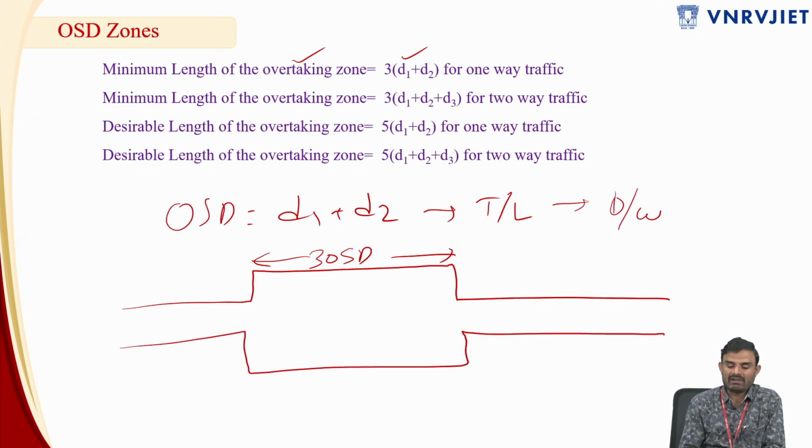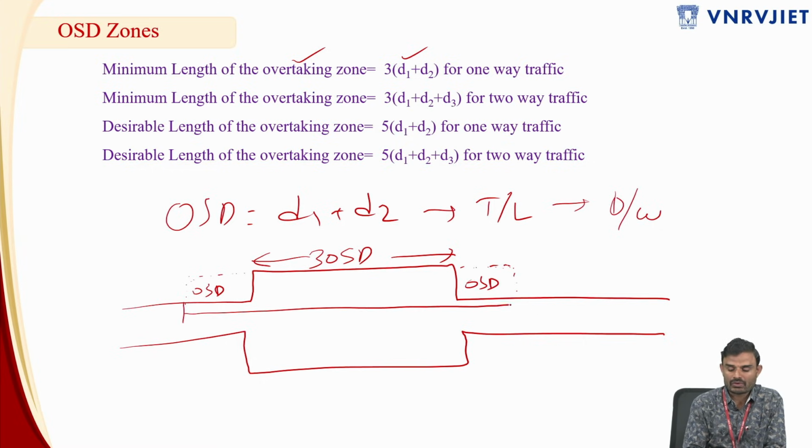And the desirable value will be, at least you have to provide an extra 1 OSD on this side. So this is OSD, and you also have to provide 1 OSD on this side. So this total value is going to become 5 times OSD. This is the desirable length of the overtaking zone, and 3 times OSD is the minimum length of the overtaking zone.